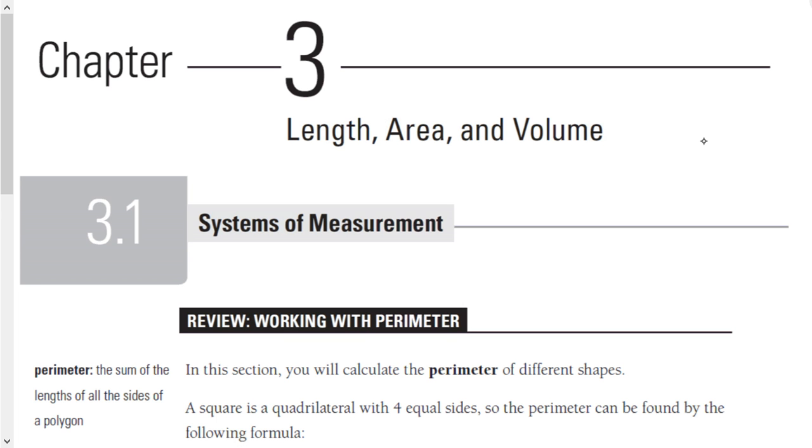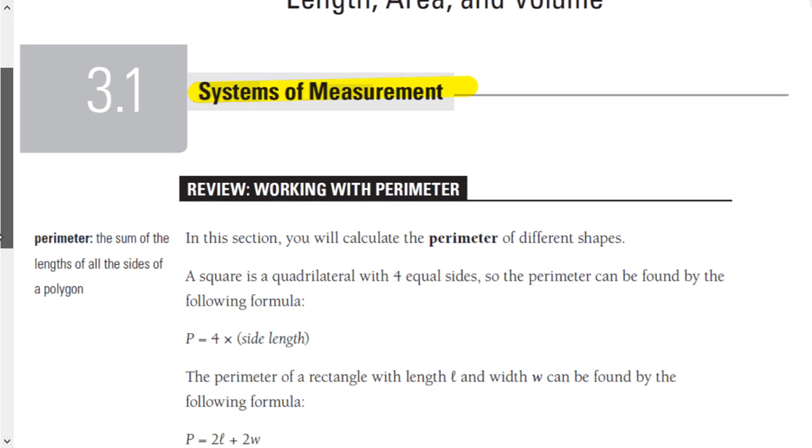This is the start of chapter 3, dealing with length, area, and volume. I know you'll notice that this is really similar to chapter 4, but there are some key differences. Mainly, we are going to start with just systems of measurements. We're going to review working with perimeter.